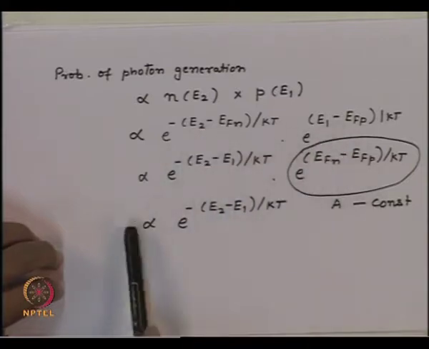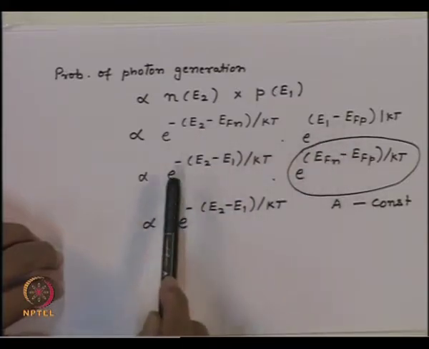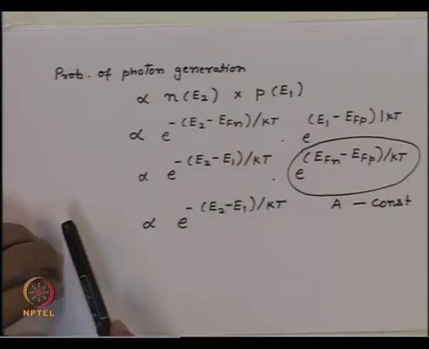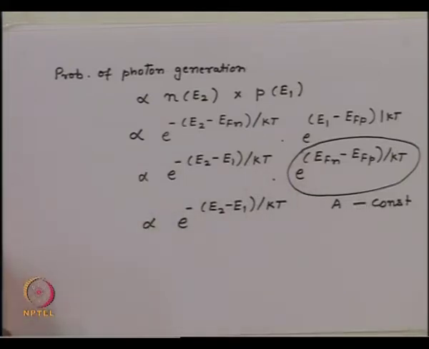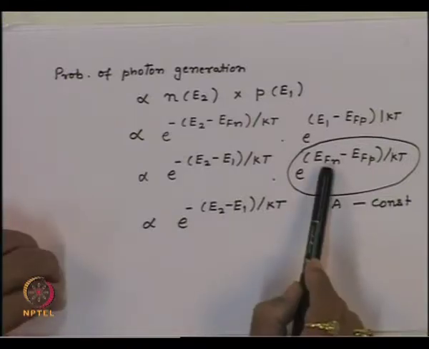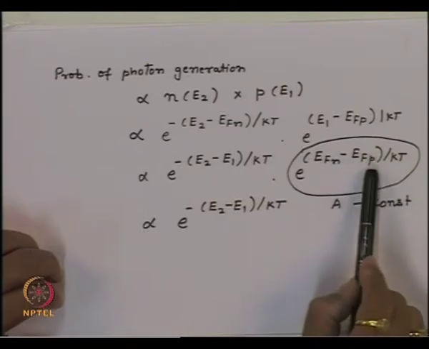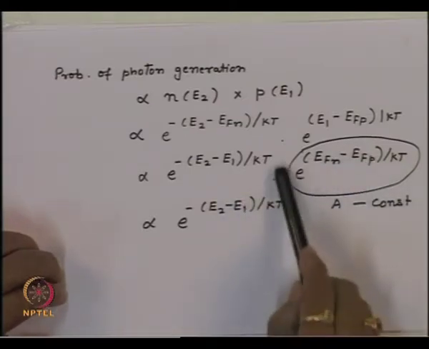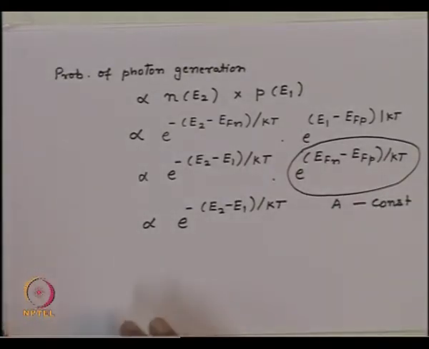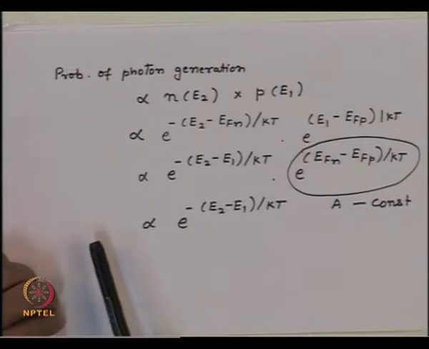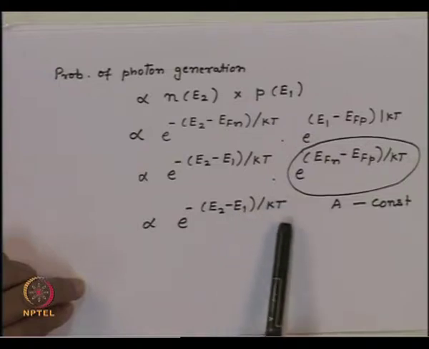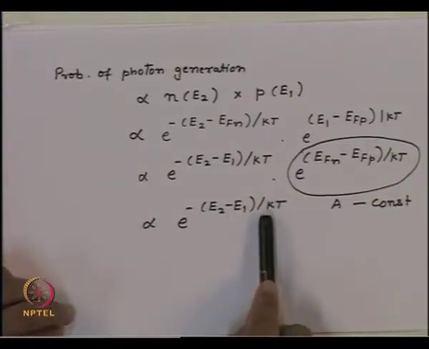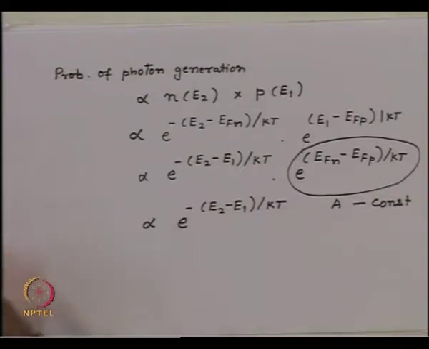By separating out the terms, we get a term e to the power minus (E2 minus E1) divided by kT, multiplied by this quantity, which is a constant, because for a given doping of the junction, the EFN, which is the Fermi energy for the n-type material, and EFP, which is the Fermi energy for the p-type material, are constant. So this quantity is constant for a given device. Then the probability of photon generation is proportional to e to the power minus (E2 minus E1) divided by kT, where k is the Boltzmann constant and T is the absolute temperature of the device.